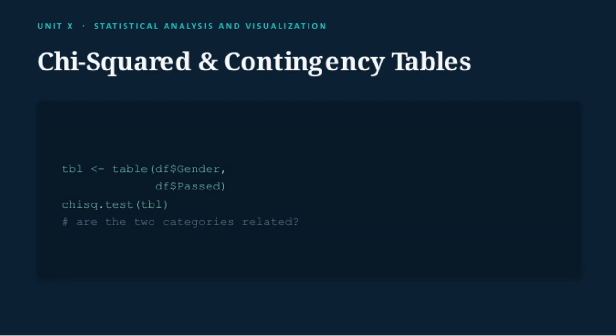Now let's look at how we test relationships between categories using contingency tables. Here, we create a table crossing gender with pass rates. Then, we apply the chi-squared test to see if these 2 variables are related, or if any observed differences could just be due to chance. This method is a cornerstone in statistical analysis, helping us understand connections in categorical data. It's simple, but powerful.